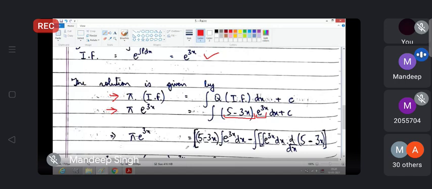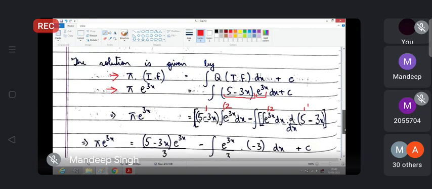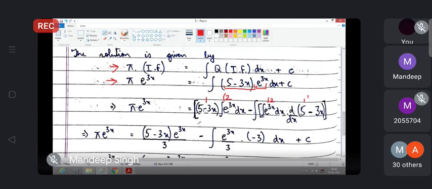So pi into e raised to the power 3x is equal to first function 5 minus 3x into the integral of the second function dx minus integral of the integral of e raised to the power 3x second function. ठीक है, इसका इंटेग्रल, सेकंड का फिर से इंटेग्रल into the derivative of the first function, 5 minus 3x का derivative. Derivative of e raised to the power 3x is e raised to the power 3x over 3. The first term on the right hand side is 5 minus 3x into e raised to the power 3x over 3. ये यहाँ से आ गया, this term.